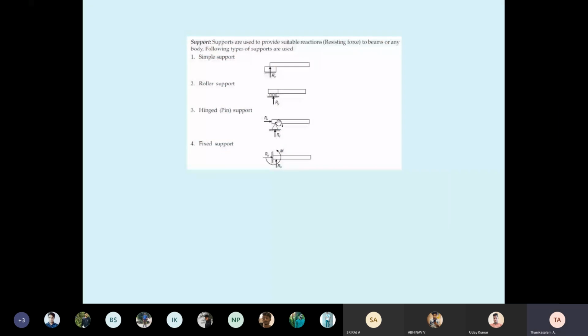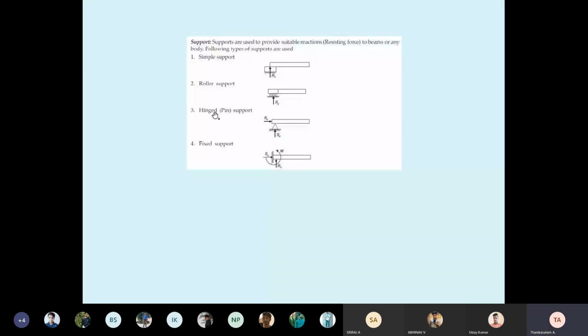It gives two reactions. Then fixed support. See here, fixed support, this is a free body diagram. It gives one horizontal reaction, one vertical reaction, and one couple moment. So mainly in engineering applications we use this type of support: simply support, roller support, hinged support, and fixed support. You see the corresponding reactions in the free body diagrams: Rx, Ry, and couple M. The M means couple moment for fixed support.